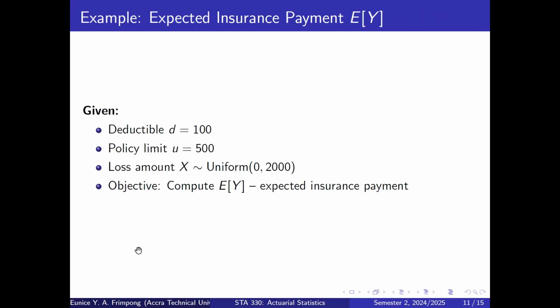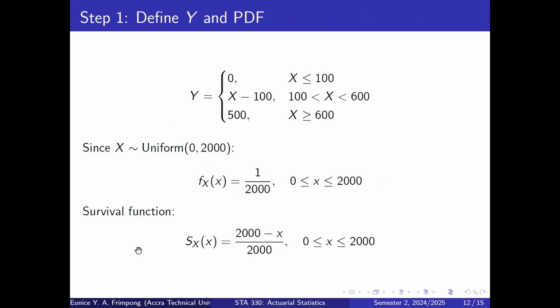So let's work through a practical example. We are given deductible D is equal to 100, policy limit U is equal to 500, and loss X follows a uniform distribution over the interval 0 to 2000. We want to calculate the expected insurance payment E of Y. So first of all, we define the variables. The insurance payment Y, we'll break it down into three parts.